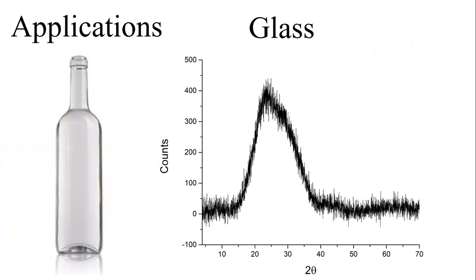You can also confirm when you have an amorphous material, when you have this type of diffractogram, this kind of belly over here. If you don't have any peaks, it means that you have an amorphous material.